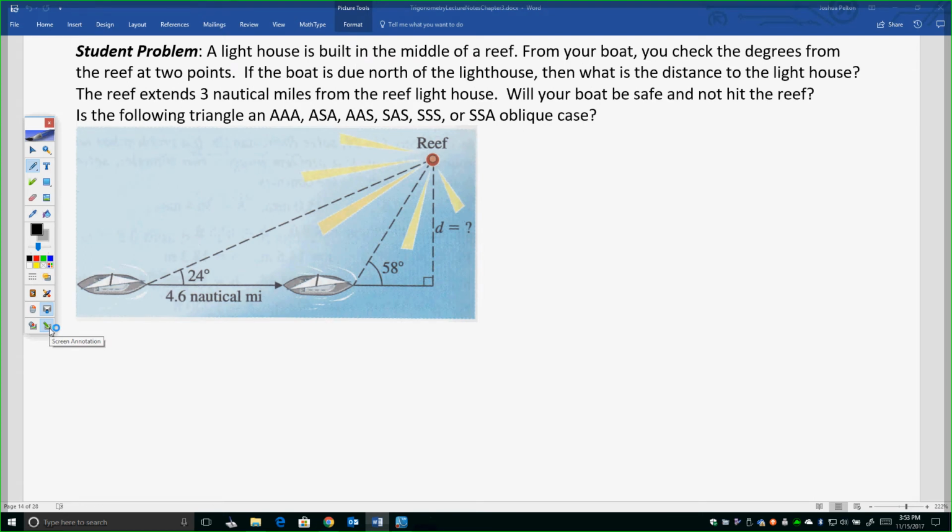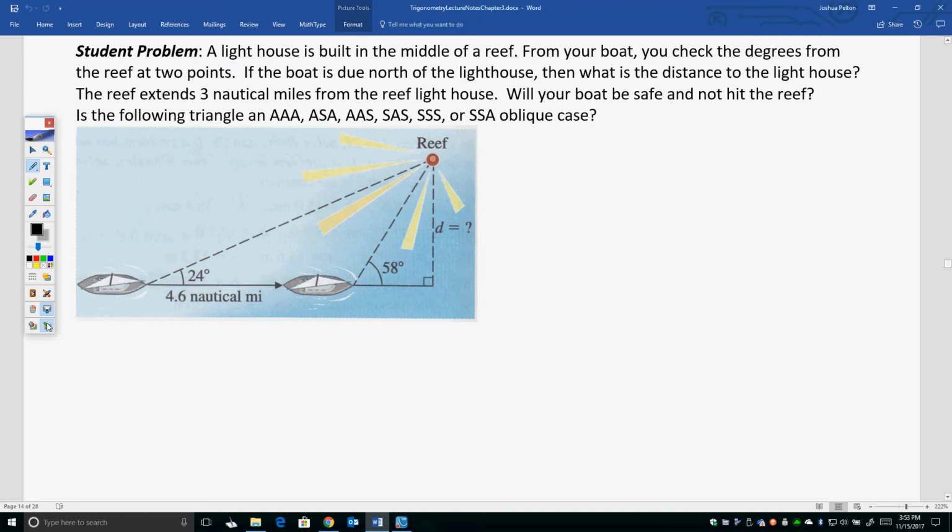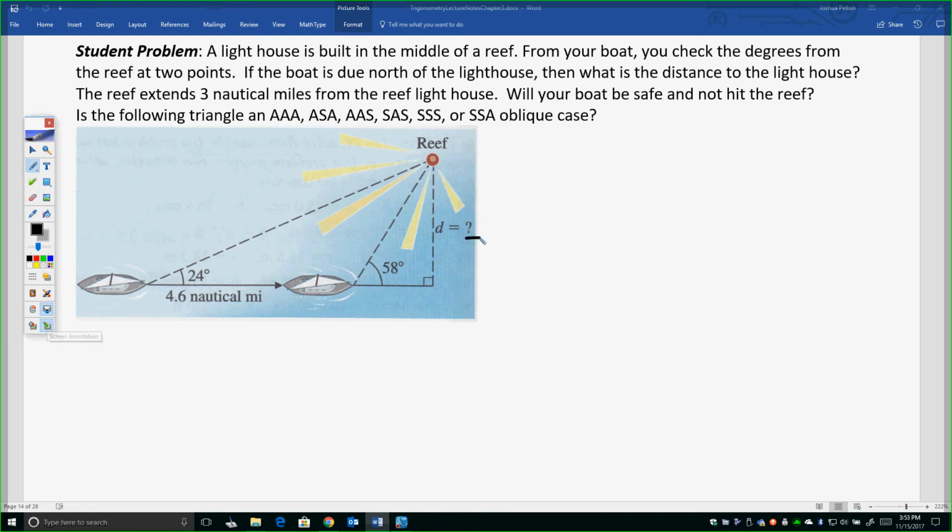Okay, so in this case, we have an overall triangle that's a right triangle. We have a little triangle that's a right triangle. We have a little triangle that's an oblique triangle. So we have three triangles here, right? We have the overall right one, a small right one, and a small oblique one. Okay? So the goal here is to figure out this distance, given what we have, which is at this point, one distance and two angles.